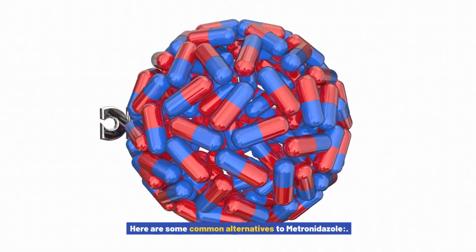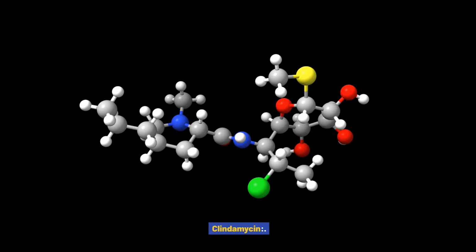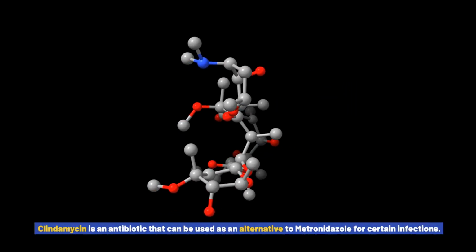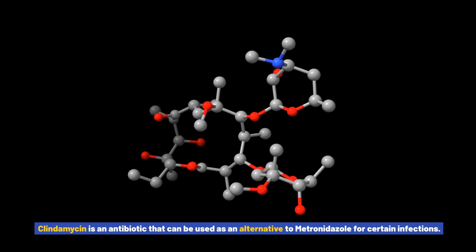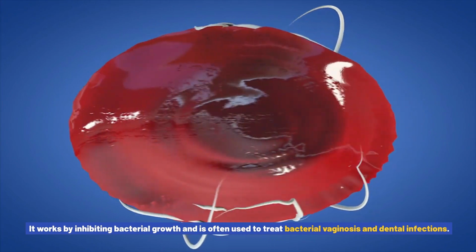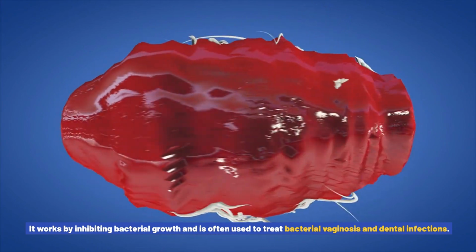Here are some common alternatives to metronidazole. Clindamycin. Clindamycin is an antibiotic that can be used as an alternative to metronidazole for certain infections. It works by inhibiting bacterial growth and is often used to treat bacterial vaginosis and dental infections.